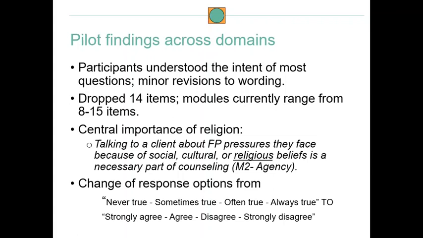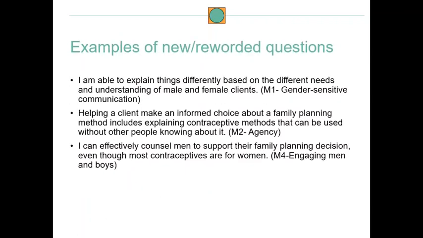And so just a very simple way that we incorporated this lesson learned is in this example statement here: talking to a client about family planning pressures they face because of social, cultural, or religious beliefs is a necessary part of counseling. So this is part of our agency module, and we incorporated religious beliefs there. We also changed some of our response options. So we initially were using never true to always true, and we decided to go back to strongly agree up to strongly disagree, and piloted that new response format with our last 5 participants.